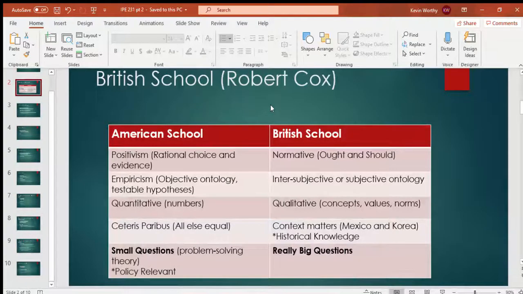You need to know the difference between positive and normative, empirical and intersubjective, quantitative and qualitative. We've talked about this a lot, which is why I brought them up over and over again. I want you to know these differences and understand these two schools, because this is going to make up the majority of your final exam. It's not cumulative, it's just the last exam. And we'll talk about that in a separate video.